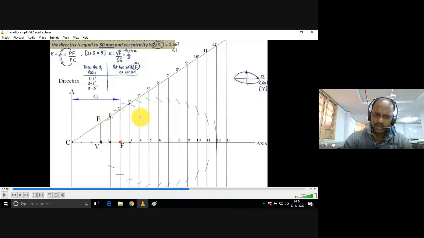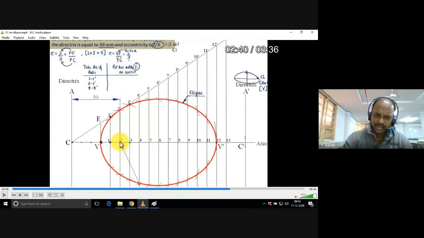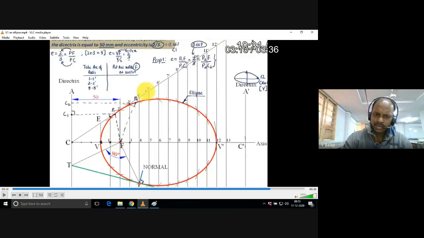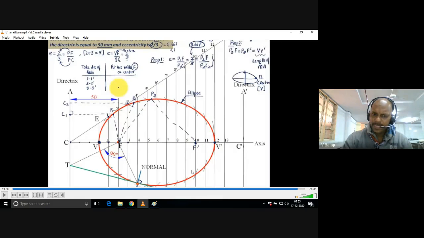Can you do it on your drawing sheet? Yes, sir. This is our main ellipse, and this is the drawing of the normal and tangent, and these are the important properties we need to discuss.